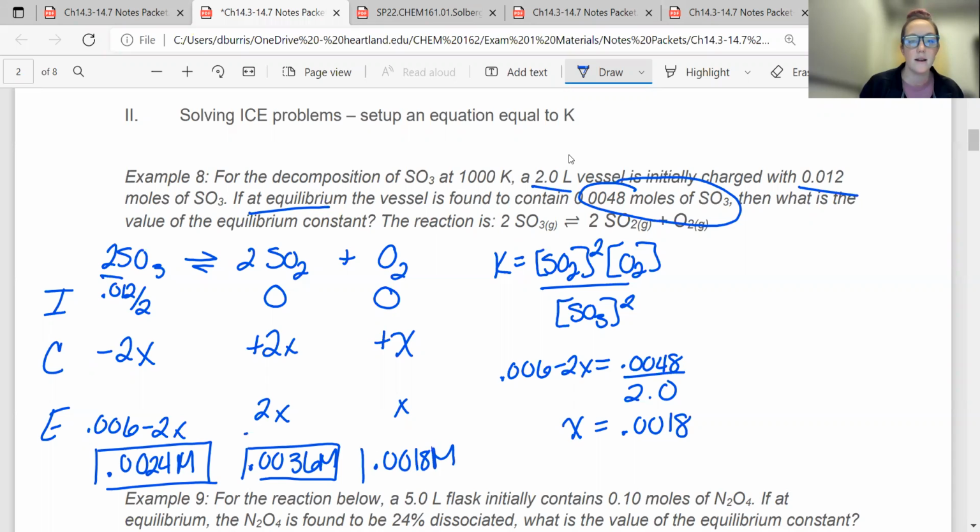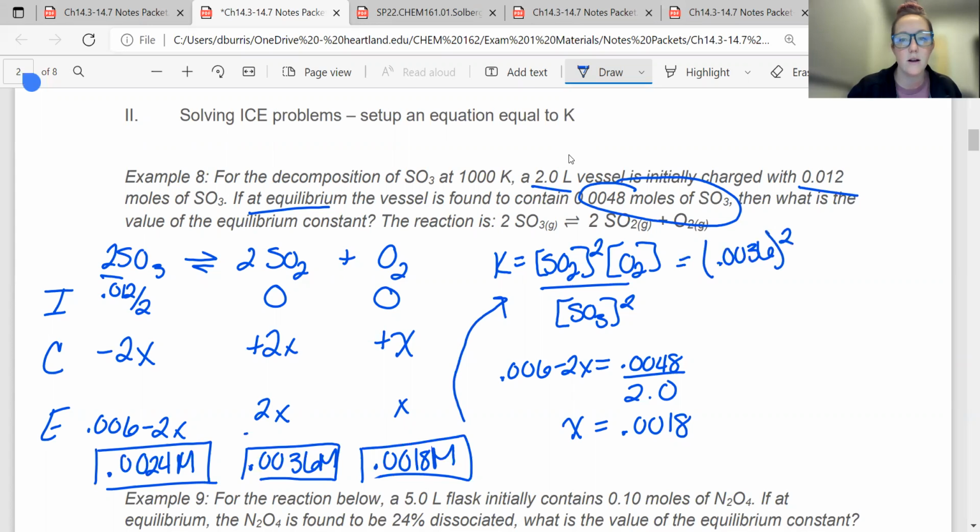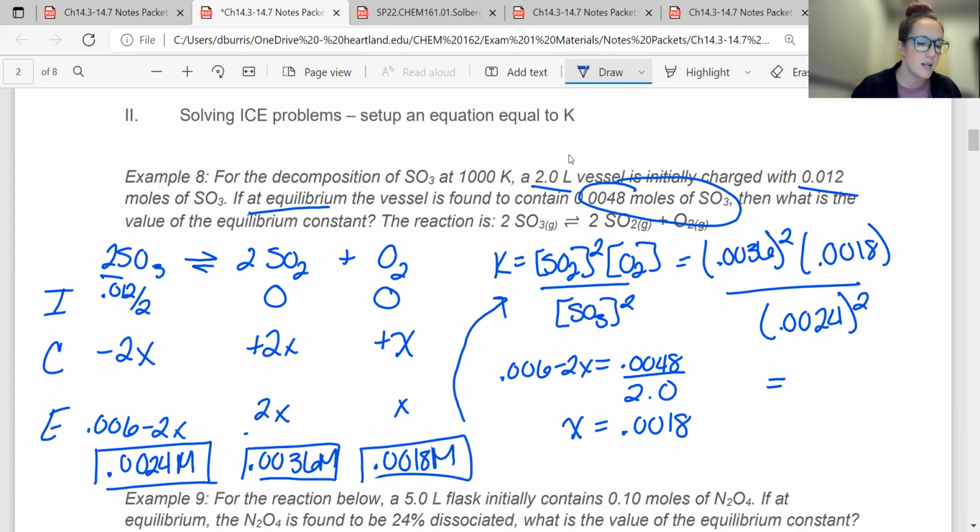Now that I have all these equilibrium concentrations, I can plug them into my K equation and solve for K. So I would do 0.0036 squared times 0.0018 all over 0.0024 squared. You should end up with K is 0.0061. No units on K. So that's one example of a standard ICE problem.